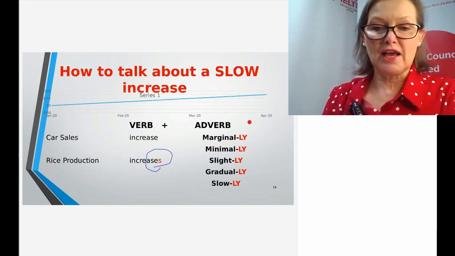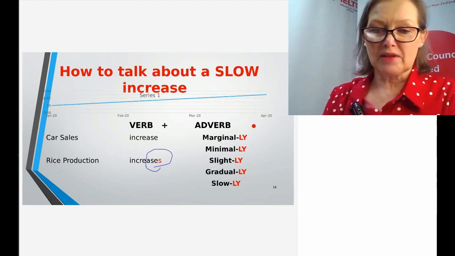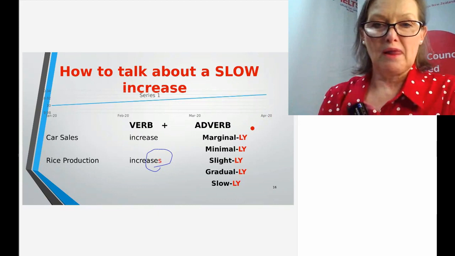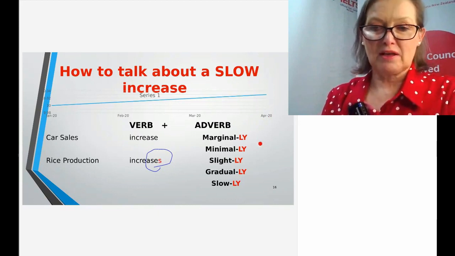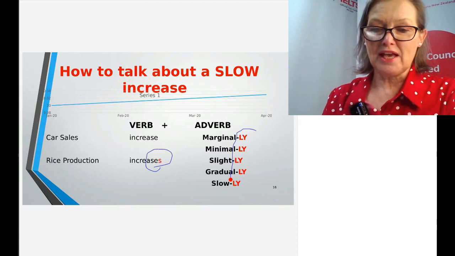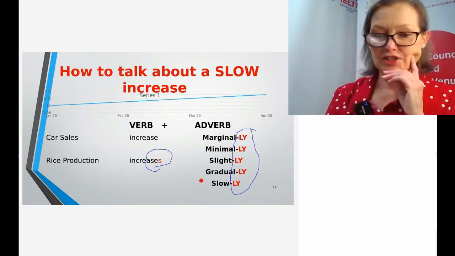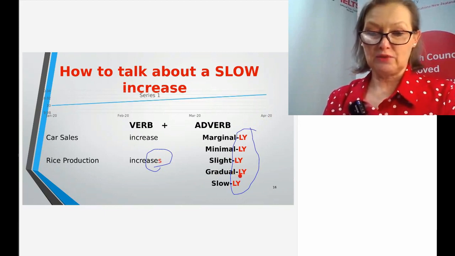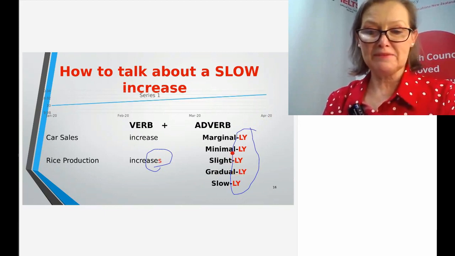So now let's have a look at the adverb. And here I've selected quite a number of adverbs that we can use to talk about a very slow increase. And once again, have a look at how I've spelt them. Okay, my adverbs very often end in ly, and occasionally I need to add an extra L, like gradually, for example, or minimally.